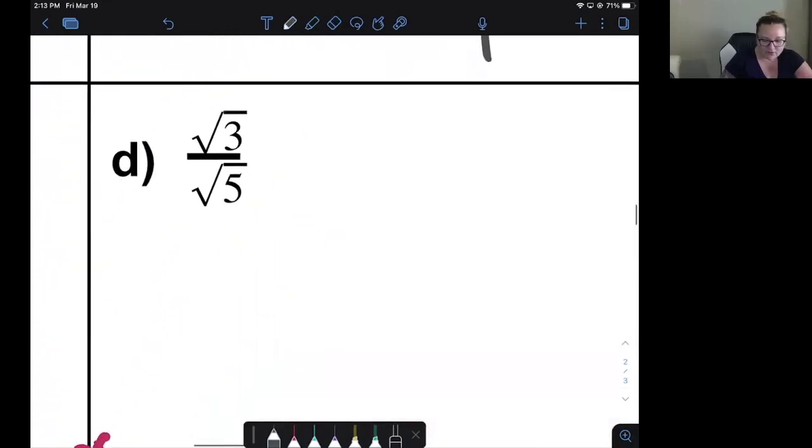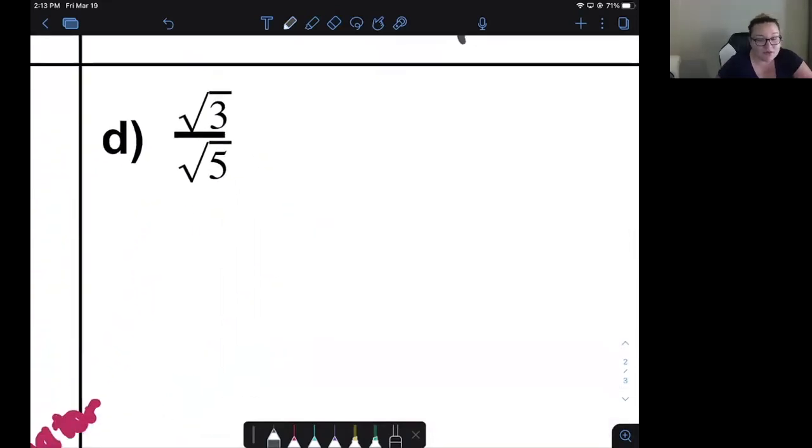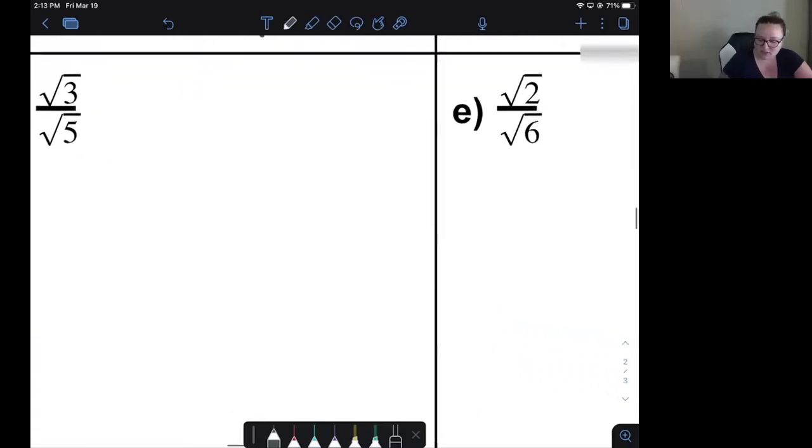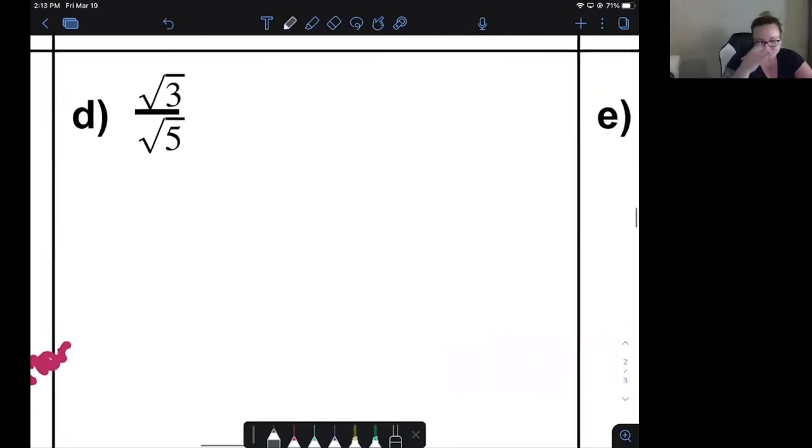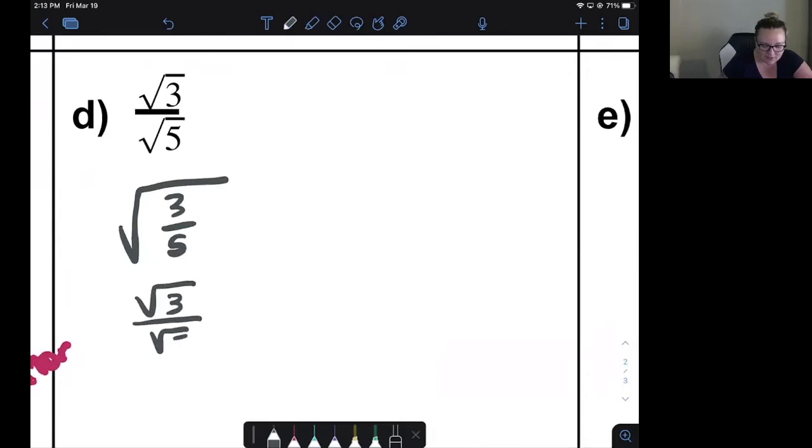All right, why don't you go ahead and give root 3 over root 5 a shot. Actually, why don't I do this one with you? So if we combine these under one radical, the square root of 3 over 5. 3 over 5 isn't going to simplify. So combining them under one radical didn't really help us. So we want to leave them separated.